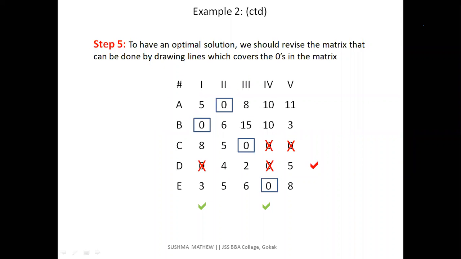From the previous, I'll continue. We did the assignment. We saw the number of assignments was not equal to the order of matrix. So we are just trying to revise the matrix by drawing lines. Drawing lines antandre enu antandre, we just have to draw the lines to cover all the zeros. So how do we draw the lines? What are the bases to draw the lines? So to draw the lines, there are certain bases.